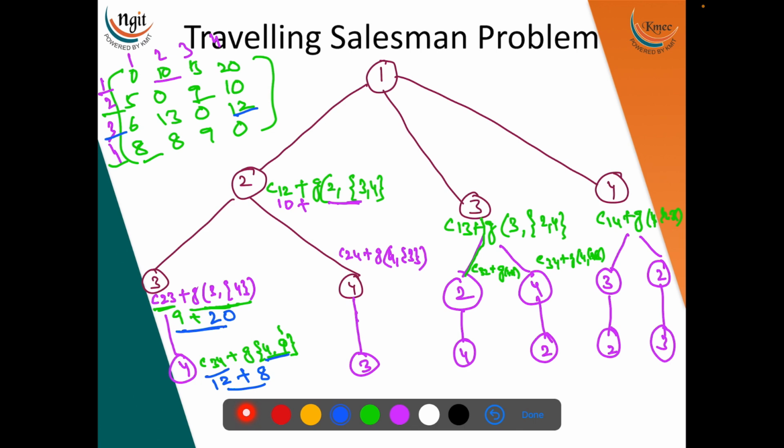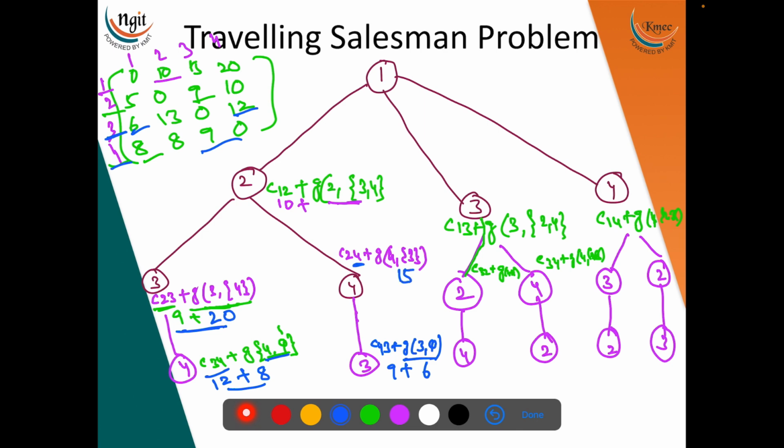And you should know this cost also. Let's try. So now 3. Here the vertex C43 plus G(3, pi). Now G(3, 1), 3 comma 1 is 6. And C43, 4 comma 3 is 9. 9 plus 6 is what? 15. So we'll send 15 here.